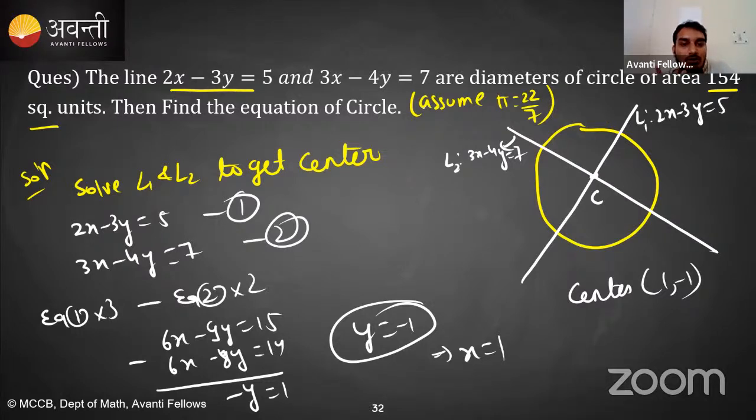so now we know the coordinate of center. the only thing required is center, radius. so for that area is given. okay, so one thing is here, in the equation it should be given that pi is 22/7.